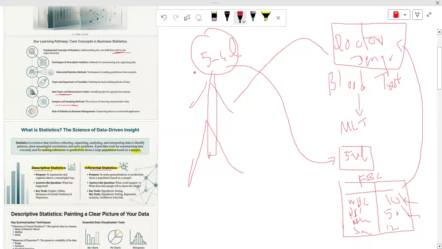From this example, can you tell me what is population, what is sample? What is population here? 5 liters or 5 milliliters?